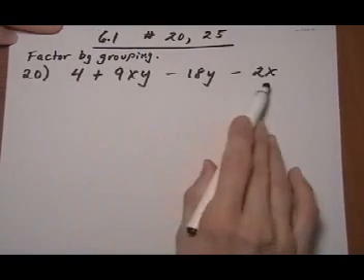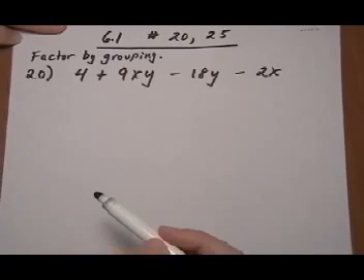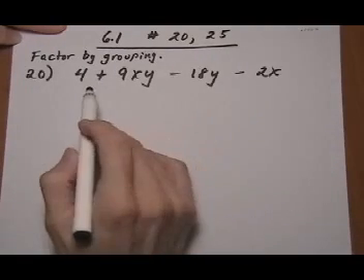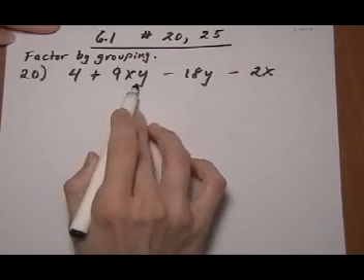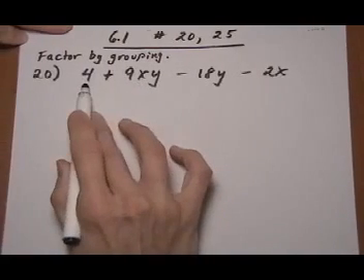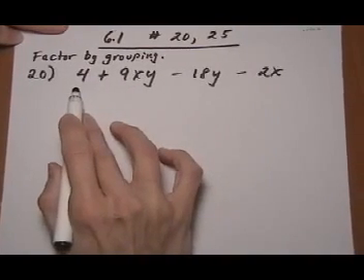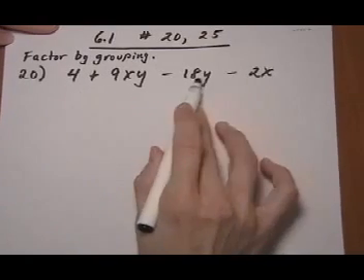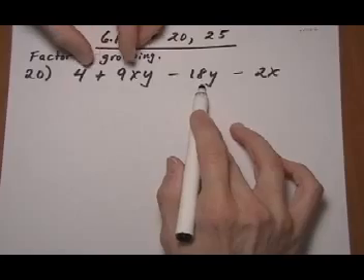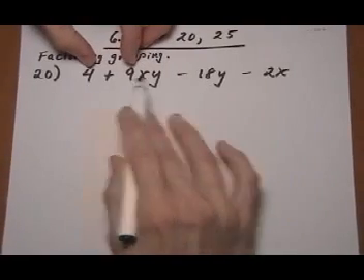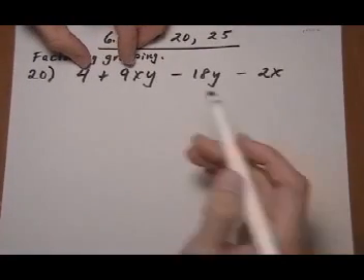Here we have four terms, which is usually what you're going to see when you want to factor by grouping. The first thing I notice is that if I group the first two terms together, 4 and 9xy, there's nothing in common for factors that I can pull out. And even though the last two do have a common factor of 2, I'm going to want to rearrange things so that both groupings have something to pull out.